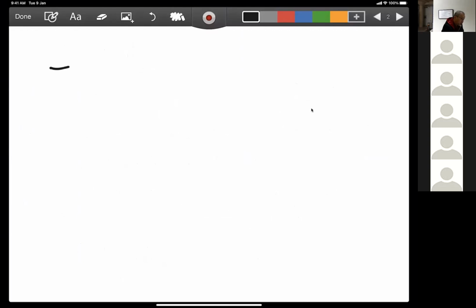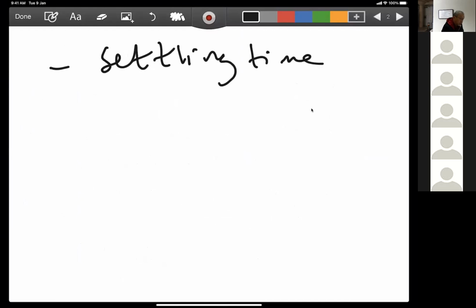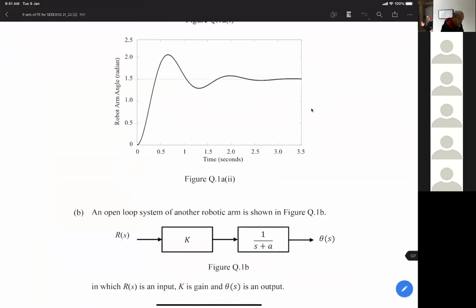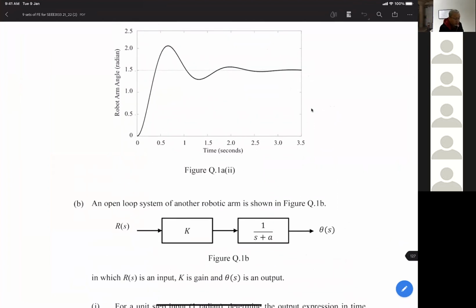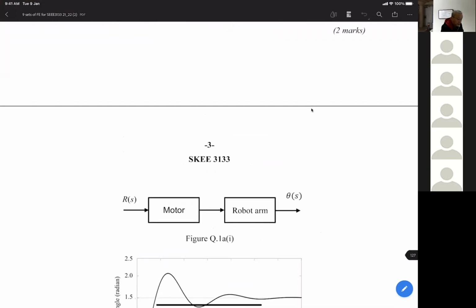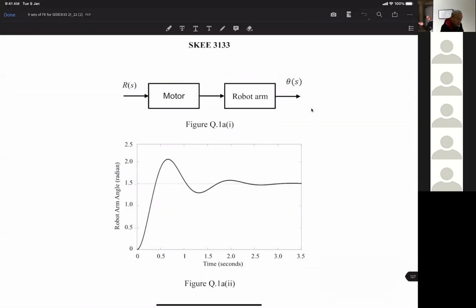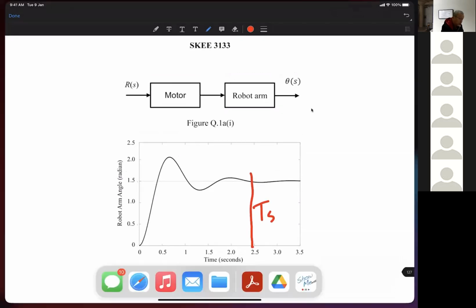And then settling time there. Settling time, roughly about how many? 2.5 seconds.